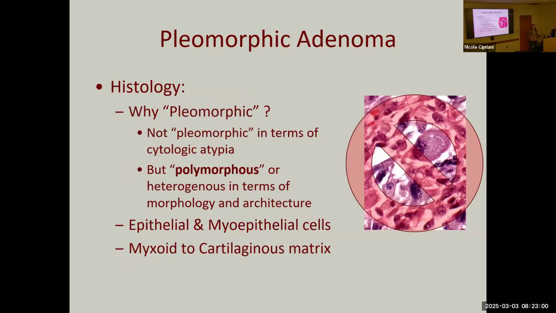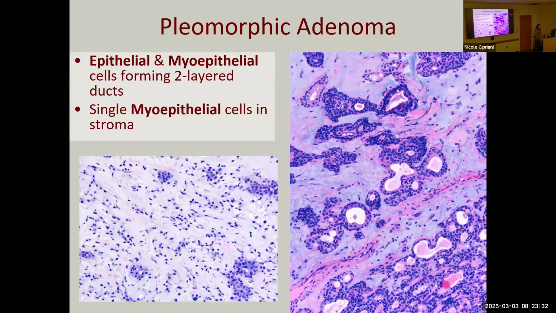We don't think of pleomorphic adenoma in terms of cellular or cytologic pleomorphism, but in terms of architectural heterogeneity or architectural polymorphism, because there can be a wide variety of morphologies and architectures that PA can take on. The commonality is they have to have both epithelial and myoepithelial cells in them. And they generally, but not always, have some kind of myxoid to myxochondroid to frankly cartilaginous matrix.